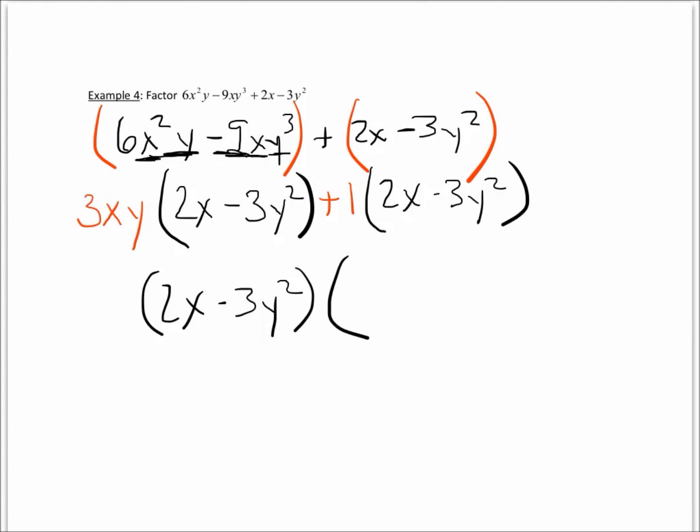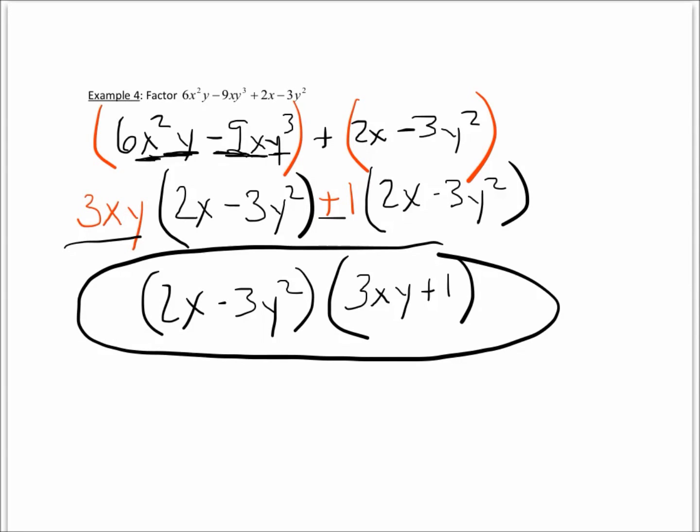My second factor is what is on the outside. In this case, 3xy plus 1. So here is my final answer for this question. If I were to multiply these together, I would get the original polynomial that we have up there.